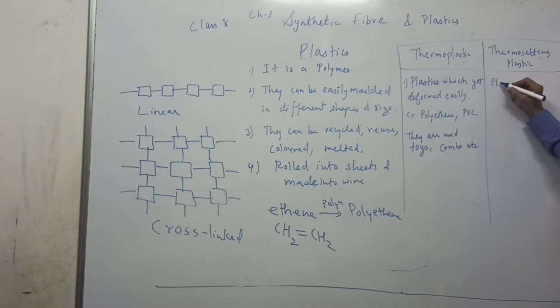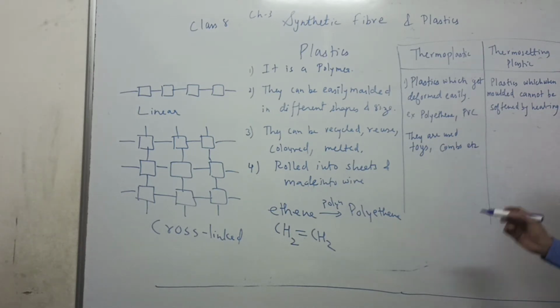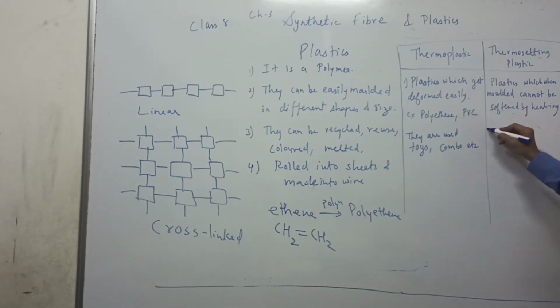Plastics which, when molded, cannot be softened by heating. Okay, so such kinds of plastic are thermostatic plastic. Example: bakelite and melamine.